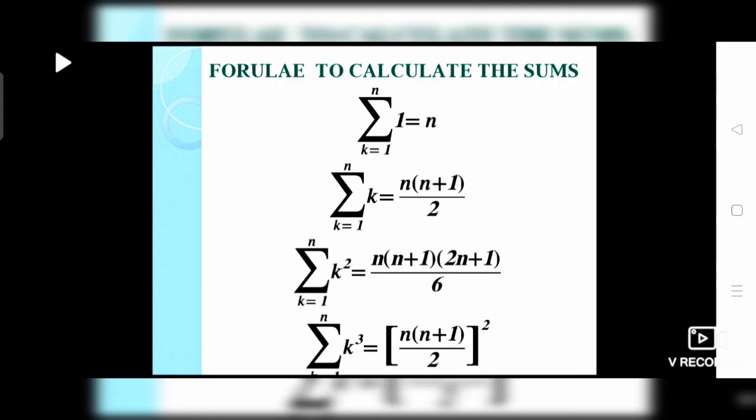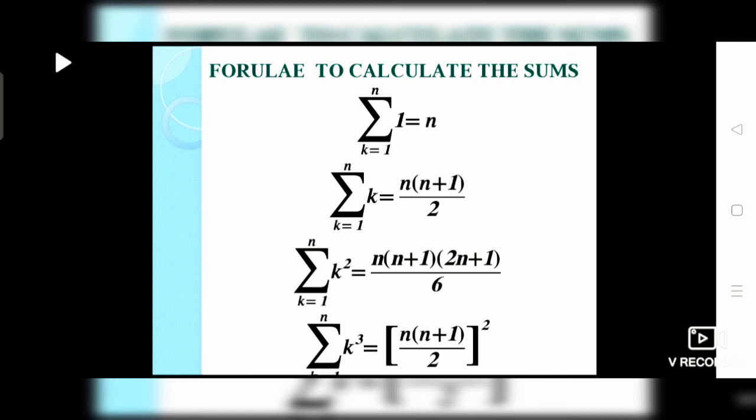Now the formulas for calculating the natural number series are for the simple natural number, the square term and the cubic term. These are the general formulas which are already derived in many books. So these are the formulas.